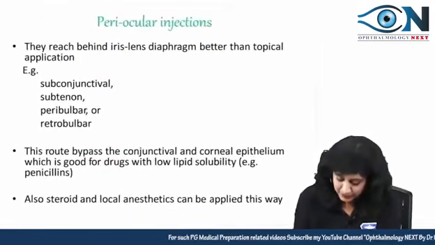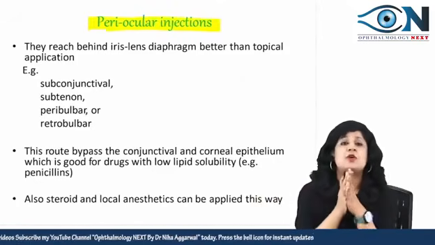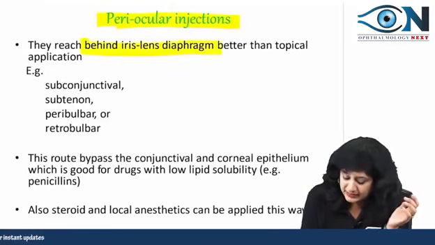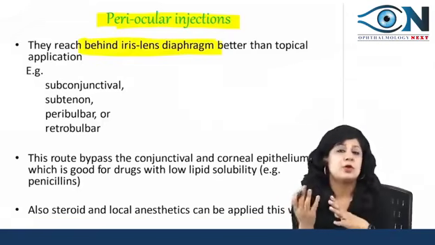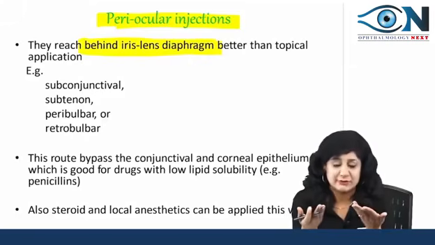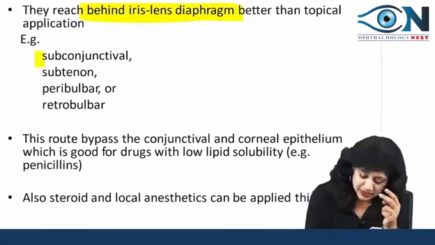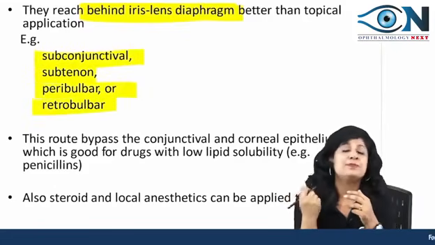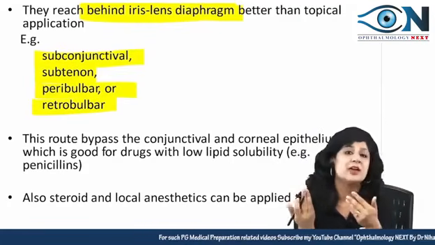Okay, now we come to the periocular injections. When we feel that we have to go behind the iris lens diaphragm, at that time we cannot rely upon the topical drugs, because these topical drugs do not go behind the iris lens diaphragm. So here we can use different kinds of injections: the subconjunctival, subtenon, peribulbar, retrobulbar. I have to give the drugs which act on the posterior side, and topical drugs will hardly do it.